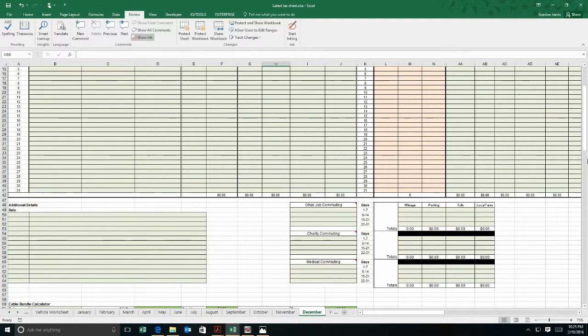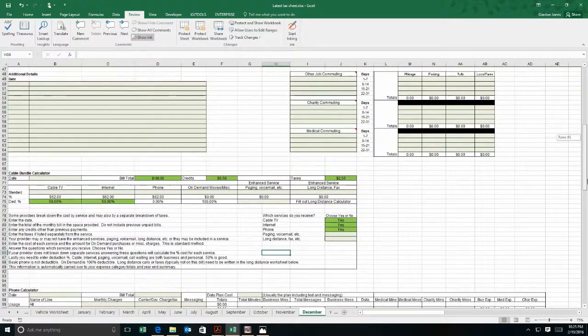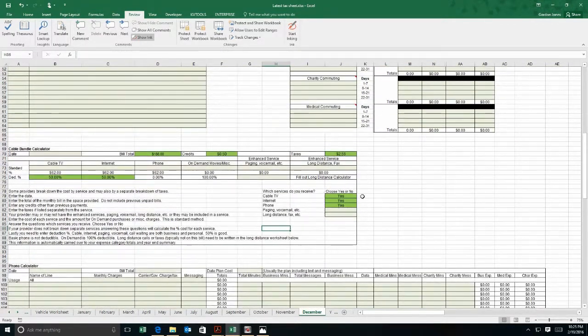So that's why it's important when you're doing the calculator for the cable to make sure you choose what services you have. And again, if you break it down, it automatically goes: cable to subscriptions, internet to internet, and on-demand movies, because movies are 100% deductible, the full amount goes to that. If you have enhanced services or long distance services as well, it'll also break it down to percentages. And that pretty much covers the cable calculator.